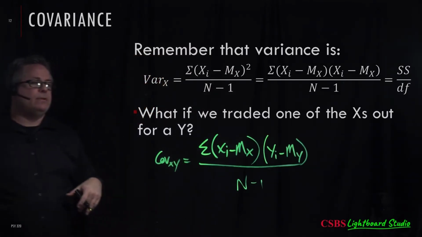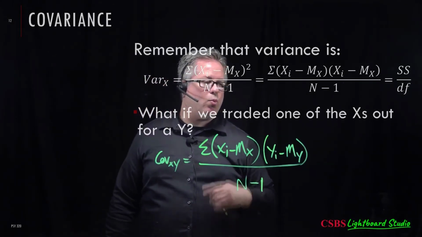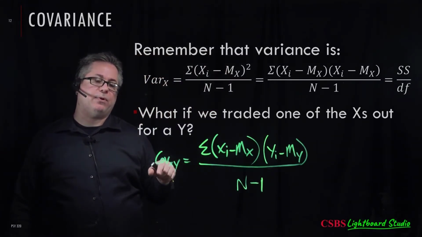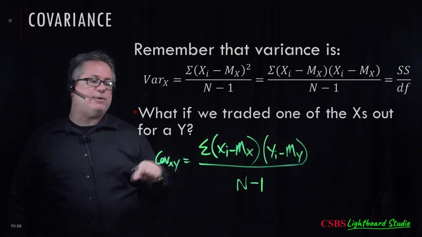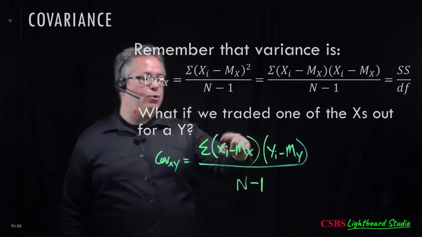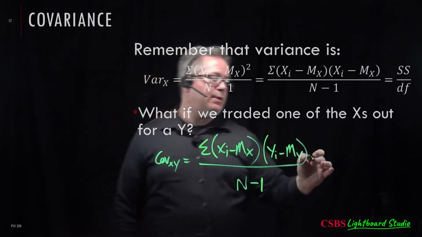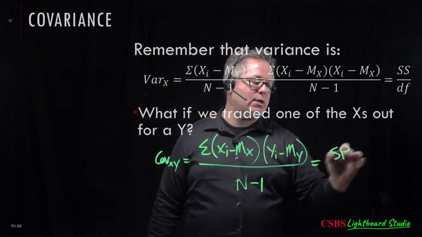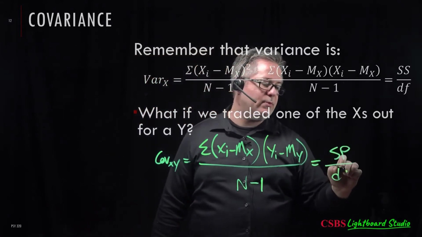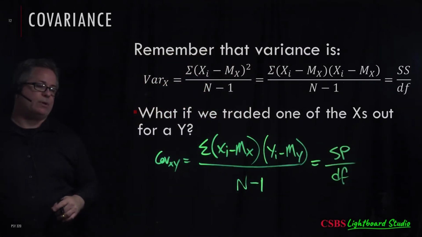So it is very much set up like a variance, but instead of taking the deviation around one variable and squaring it, I take the deviation for one variable and multiply it by the deviation for another variable. Do that for every single person and add them up. So instead of being a sum of squares on top, because we're finding the product of these two, this is now called the sum of products, SP instead of SS, over degrees of freedom. Degrees of freedom stay the same. So now we're talking about sum of products instead of sum of squares.